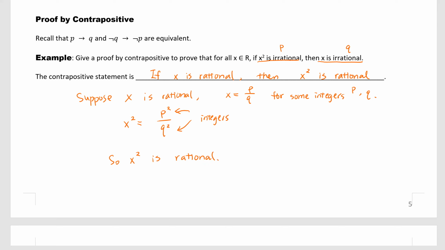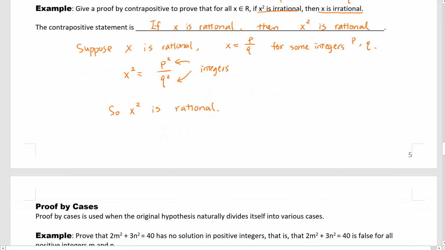You can see this way is very straightforward. Just by the definition of rational numbers, we get it easily. So that is proof by contrapositive. Let's pause here and we can continue in video part B. See you soon!